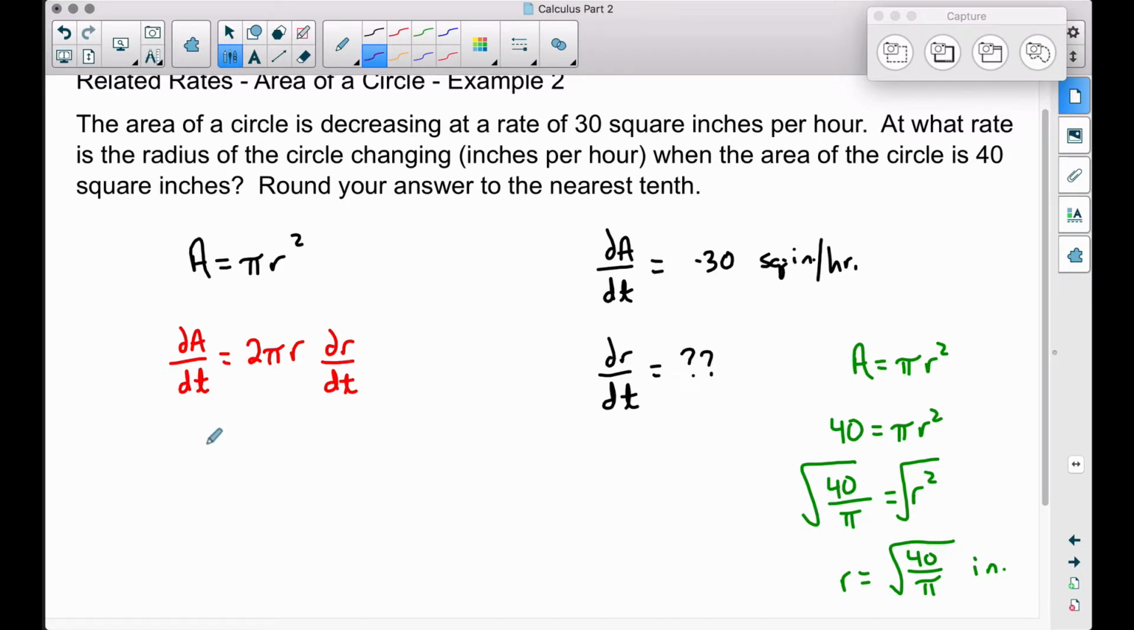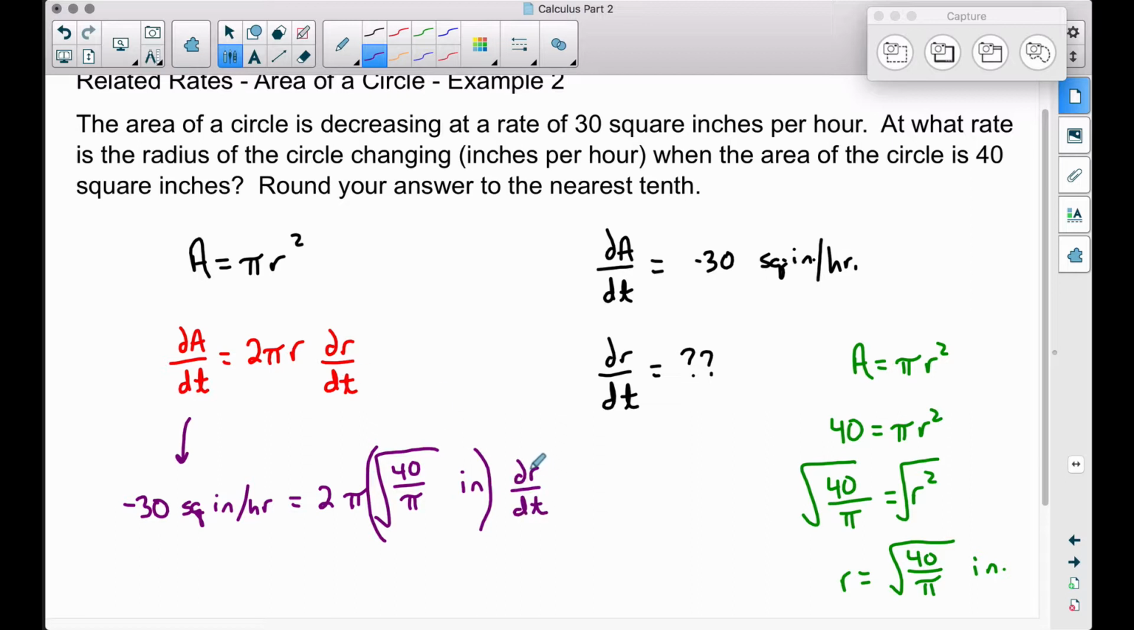Taking all of this information and plugging it in, dA/dt, which we said was negative 30 square inches per hour, is equal to 2 times pi times our r value, the square root of 40 over pi inches, times dr/dt. To get dr/dt by itself, since everything is getting multiplied by dr/dt, we can divide by 2 times pi times this square root of 40 over pi inches. All of these units that I'm writing down may confuse you, but it does help you make sure you get the correct units in your answer.